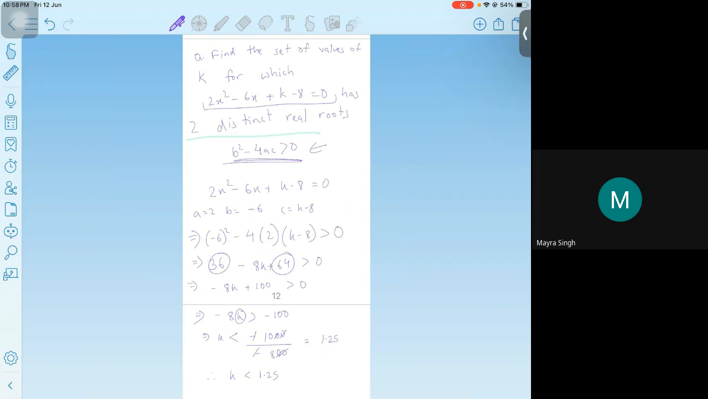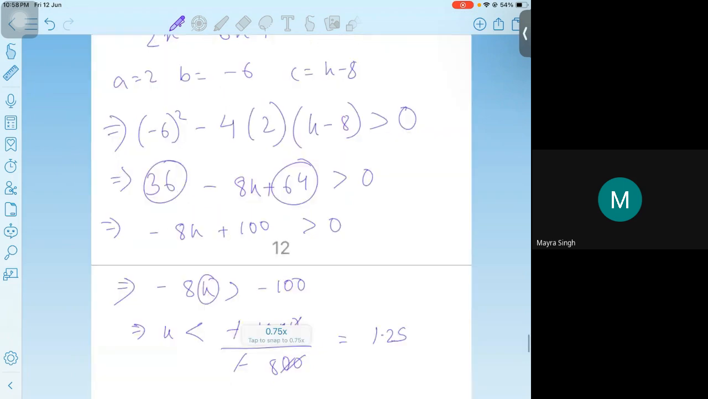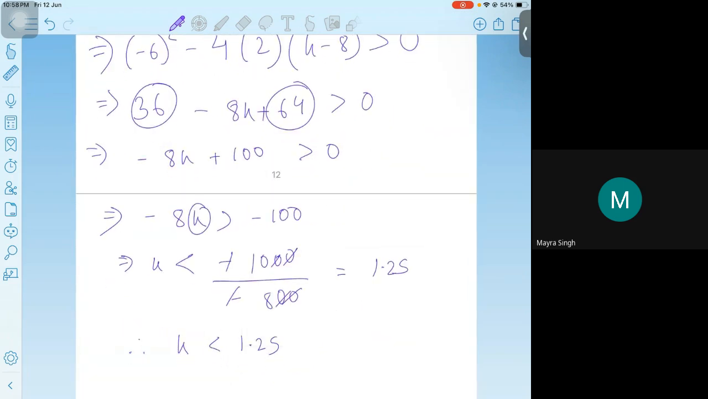Did I mess up the values? Oh, my bad. My bad. I gave one extra zero. Sorry. I lost focus for a second.